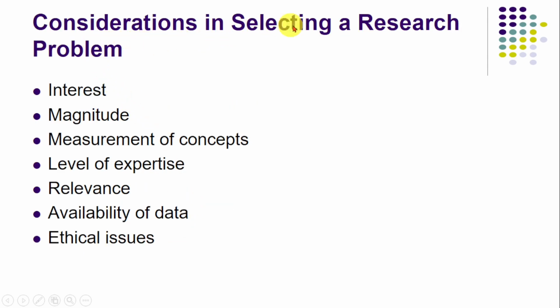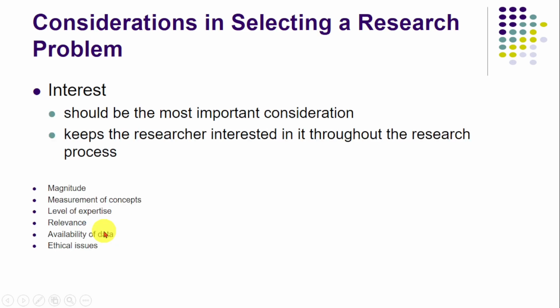Considerations in selecting a research problem. When you consider the research problem, you will keep in mind your interest, whether you have interest in it, magnitude, measurement of concept, level of expertise, relevance, availability of data, and ethical issues. Now, we discuss them one by one.